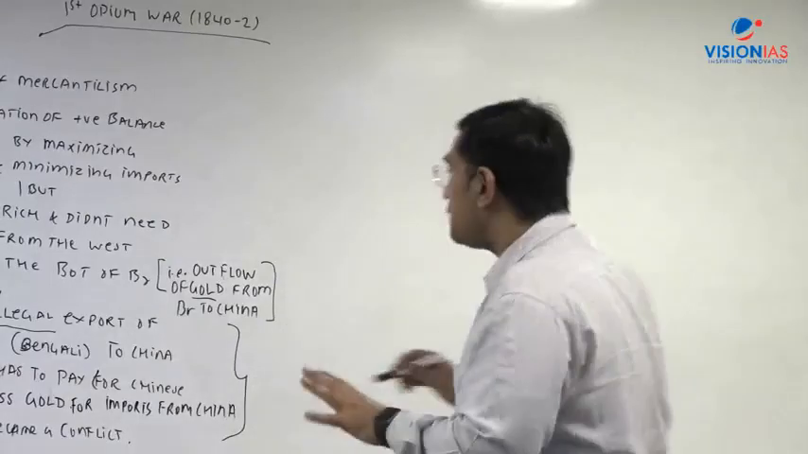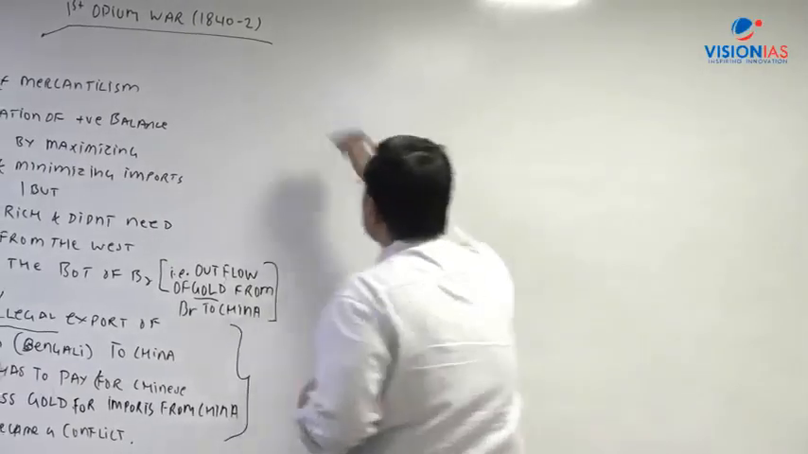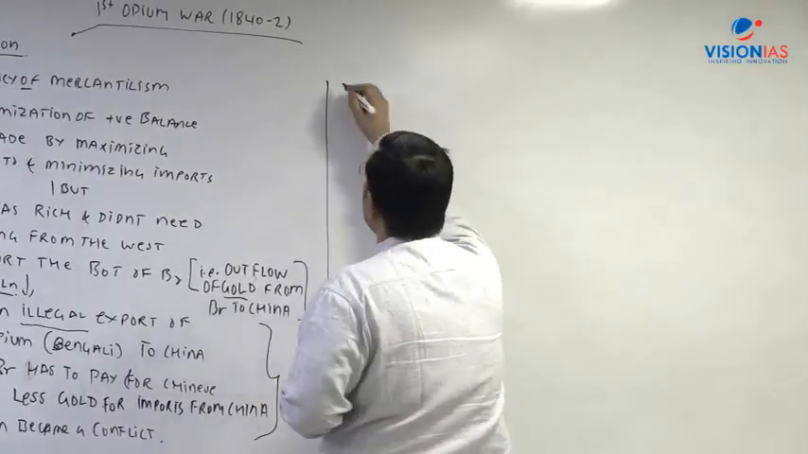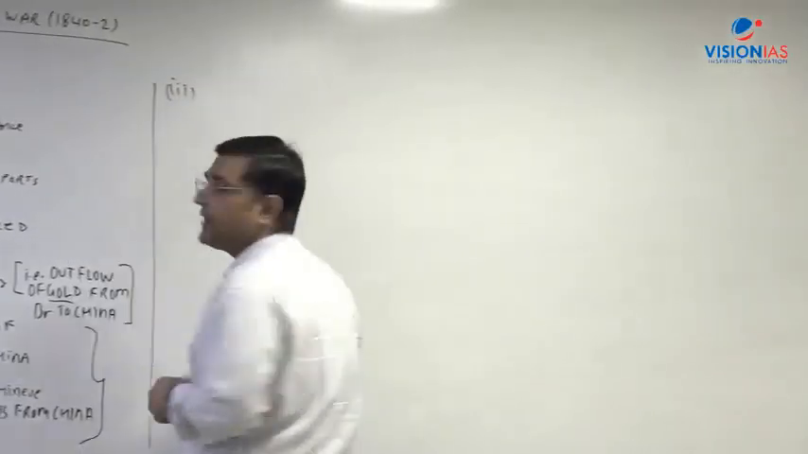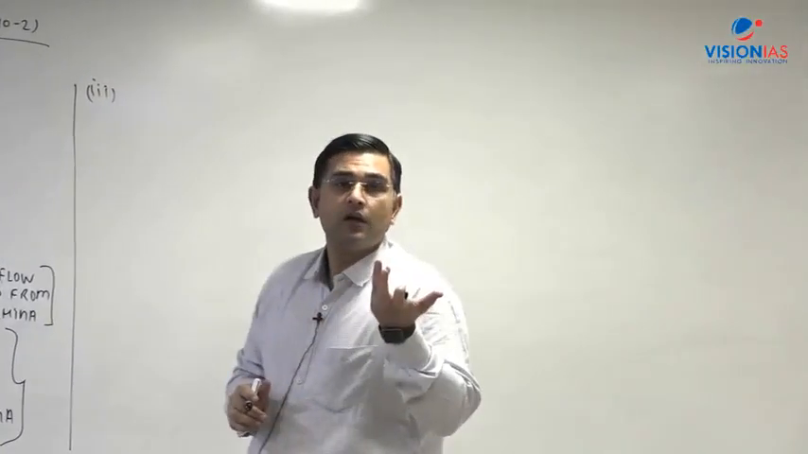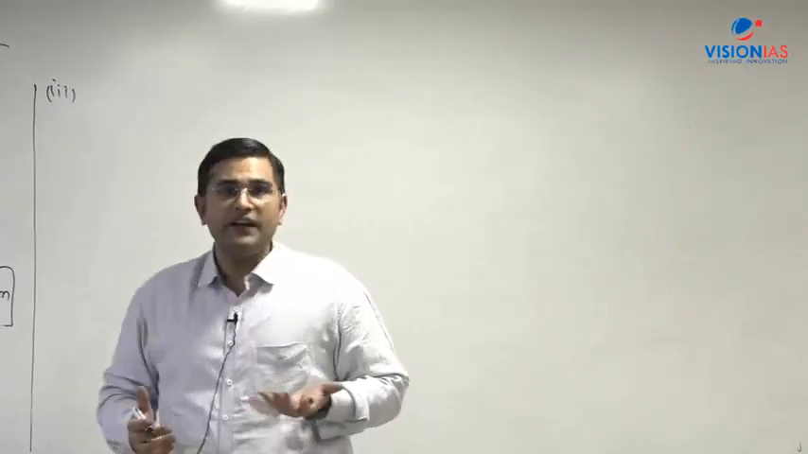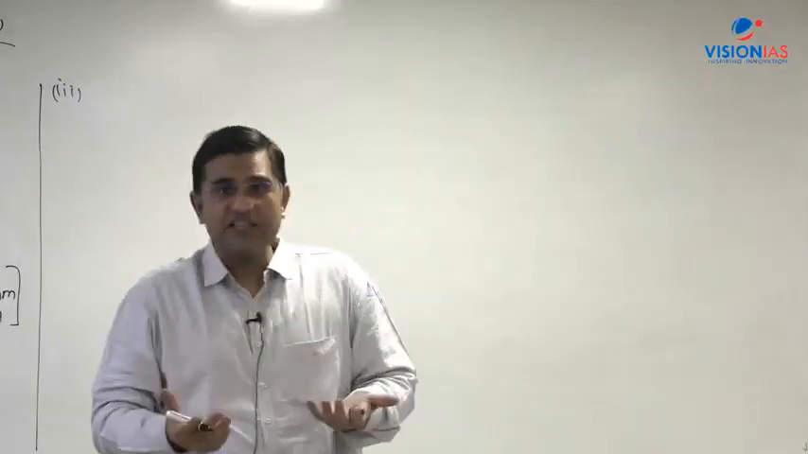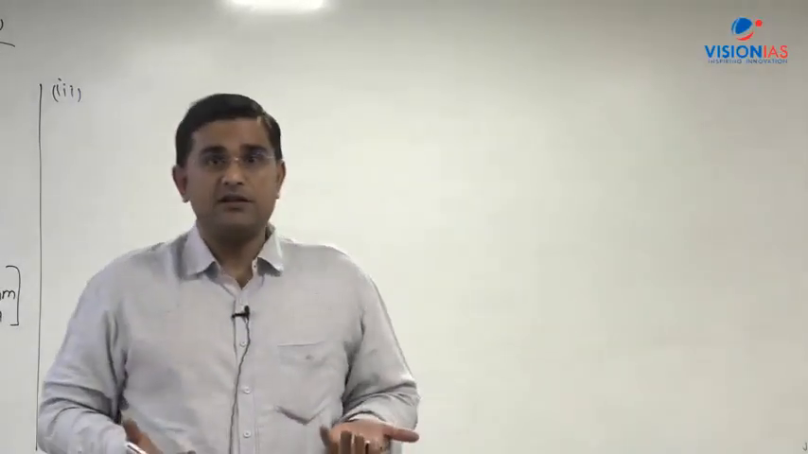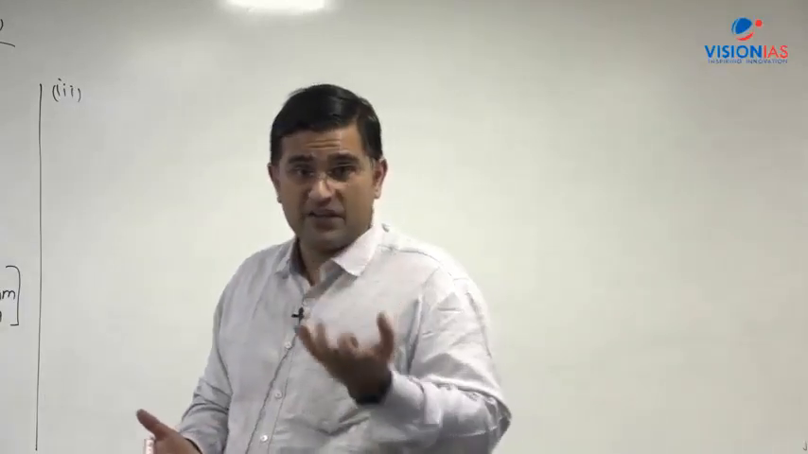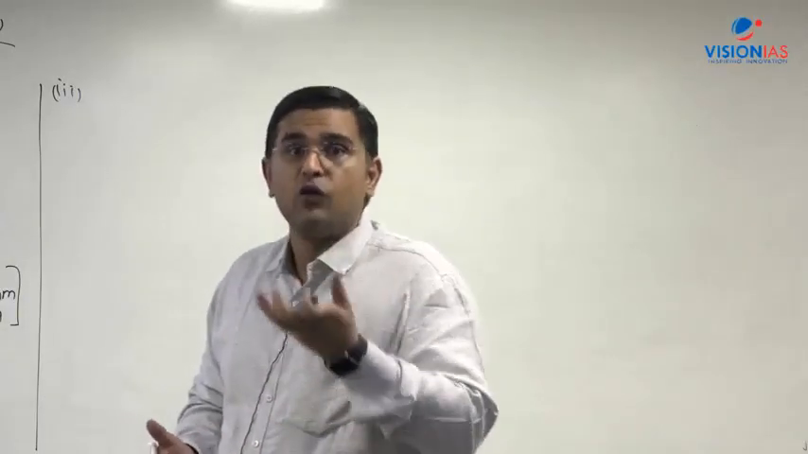And what was the impact? For example, what was the impact on the British? By the time of the 1830s, the British achieved a positive balance of trade just because of the opium trade. So imagine what was the level of demand for opium.